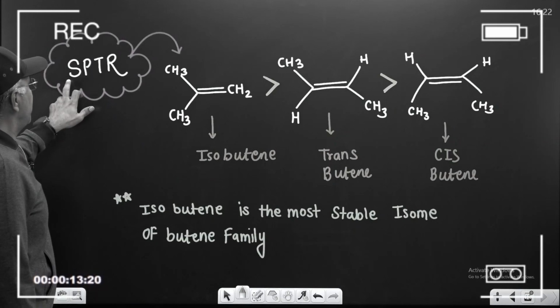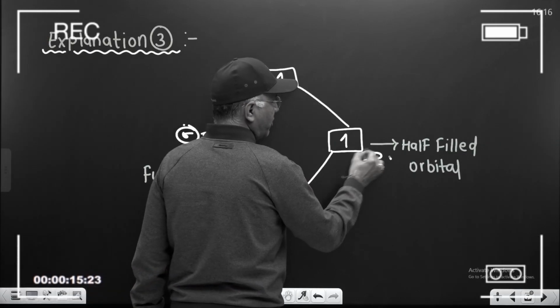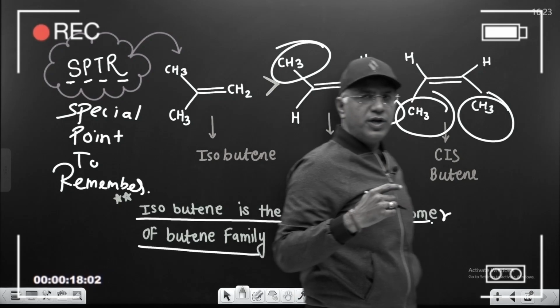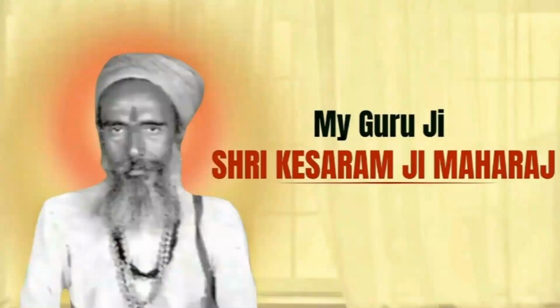Now what is the meaning of SP2? And this is half filled. I am talking about p orbital. Now why is isobutene the most stable isomer of butene?